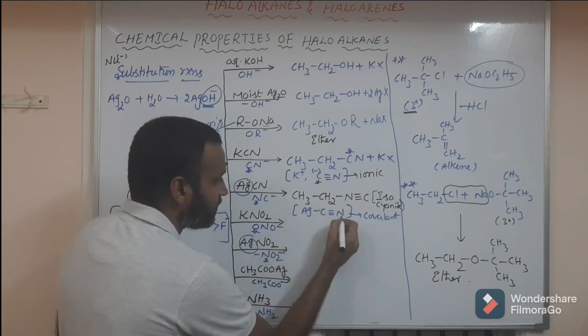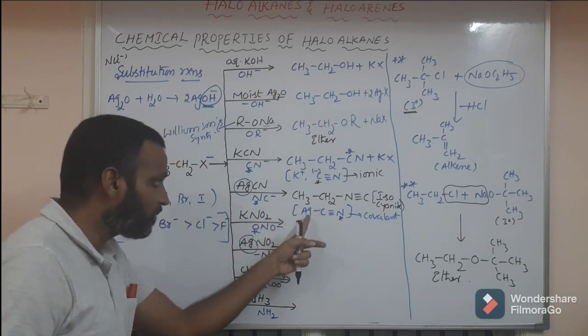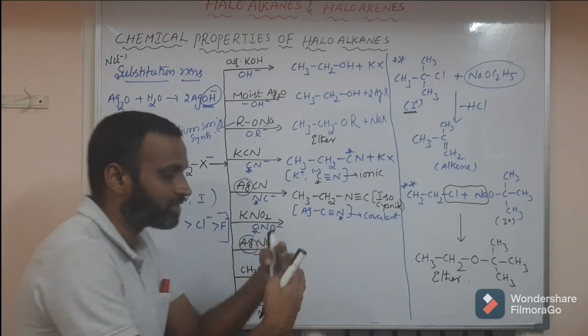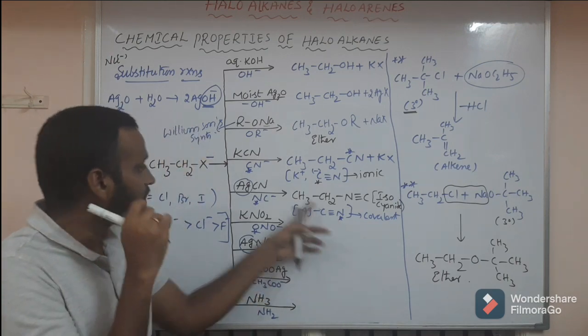Certainly, who is attacking here? Nitrogen is attacking, because carbon is in bond with silver. It has some sharing nature between this carbon and silver, so nitrogen is going to form a bond.